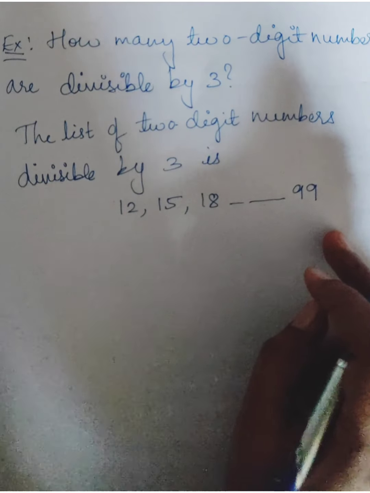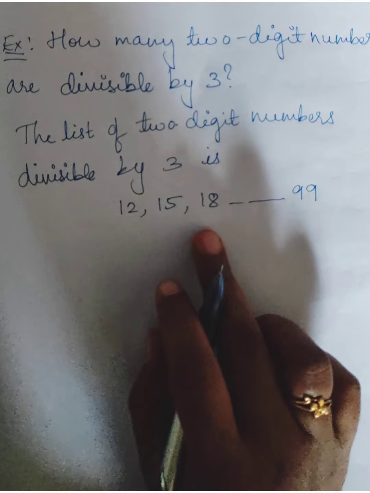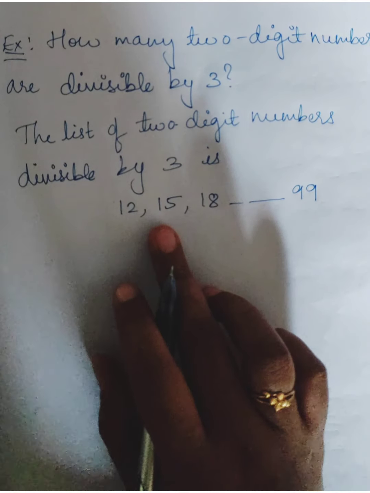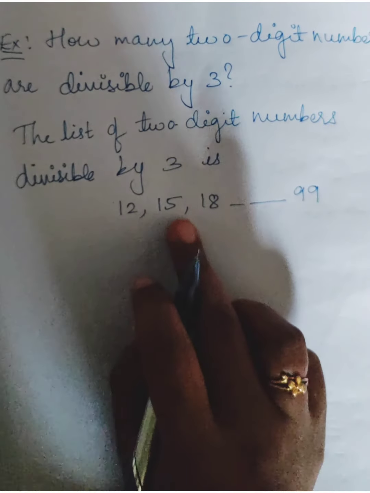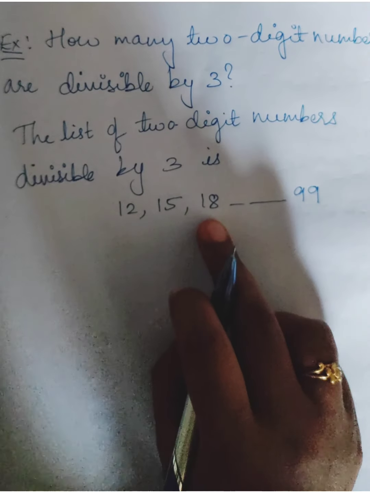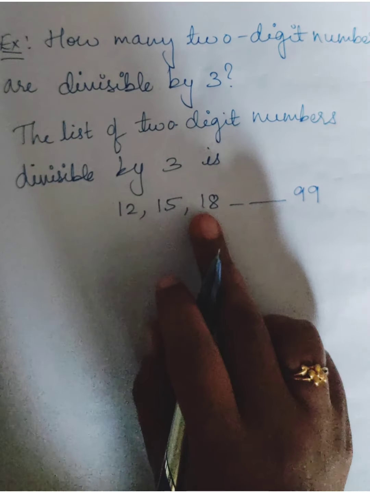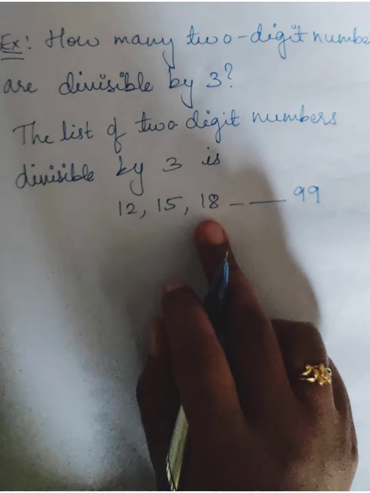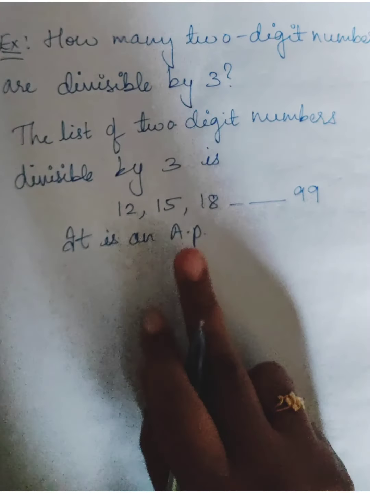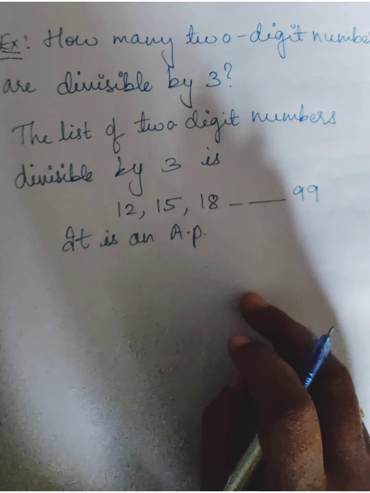So the next step is what? We need to find whether it is an AP or not. You can find it over here. 12 plus 3 is 15. 15 plus 3 is 18. So the common difference is 3 here. That means it is an AP. So first you have to write that it is an AP. Okay, why? Because the common difference is the same.